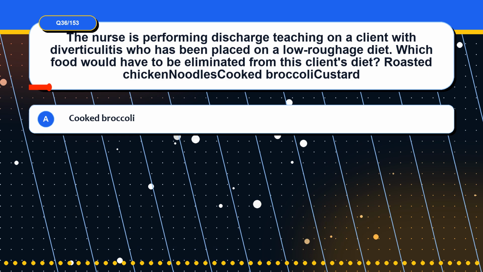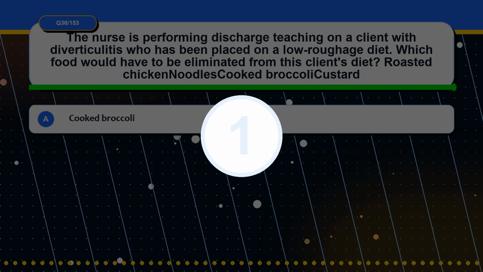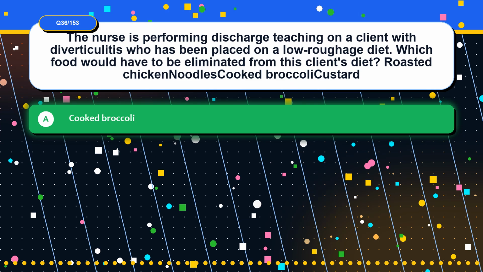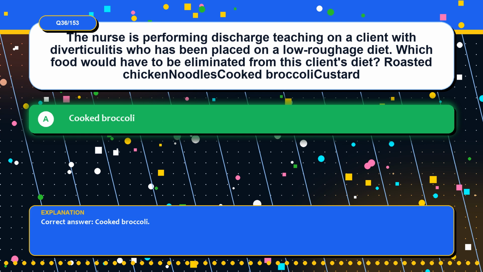Question 36. The nurse is performing discharge teaching on a client with diverticulitis who has been placed on a low roughage diet. Which food would have to be eliminated from this client's diet? Roasted chicken, noodles, cooked broccoli, or custard. Here are the options. Option A. Cooked broccoli. The correct answer is option A. Cooked broccoli.